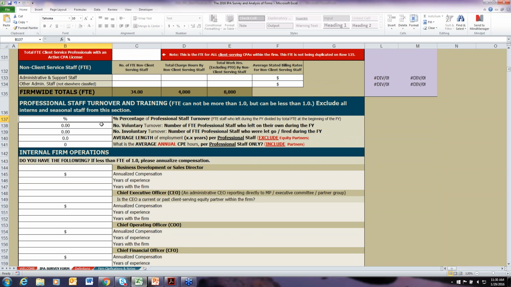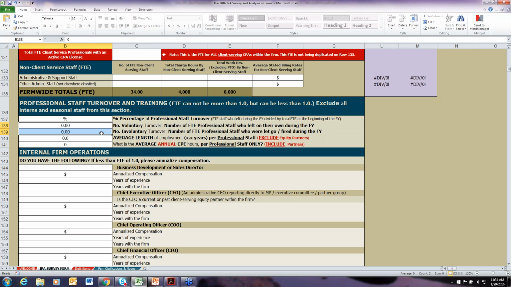Let's move down to this next section, which is on staff turnover. On row 137, we're looking for professional staff turnover percentage. This is the percentage of full-time equivalent professional staff, which includes all professional staff, paraprofessionals, and all partners who left the firm during your fiscal year, divided by the number of FTE professional staff at the start of the fiscal year. Please do not include interns or seasonal staff in this calculation.